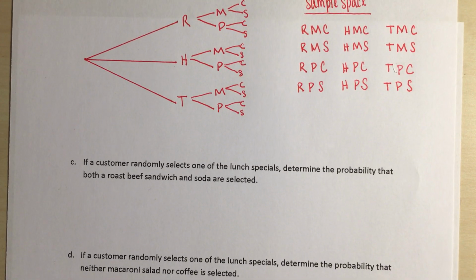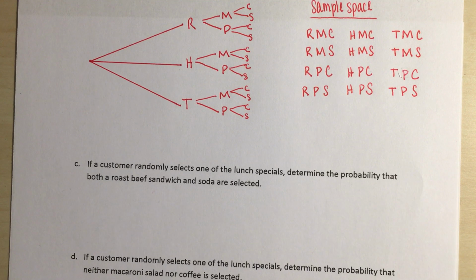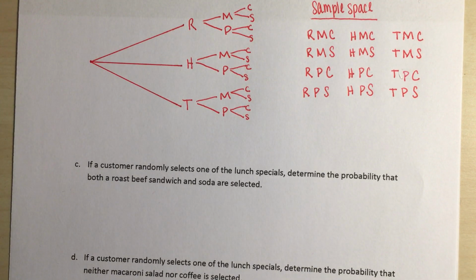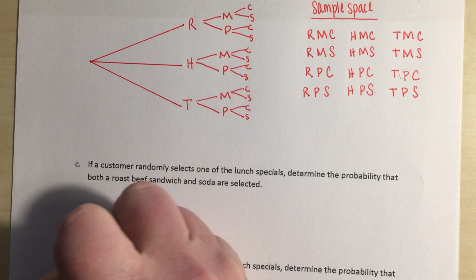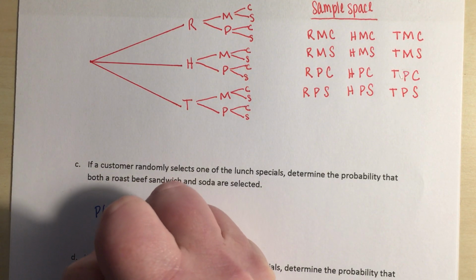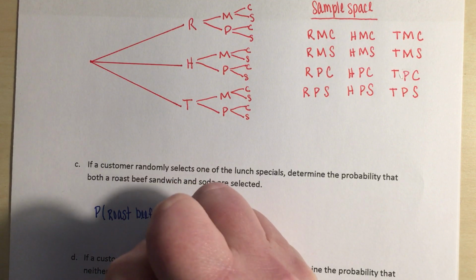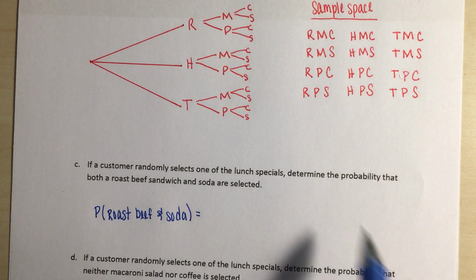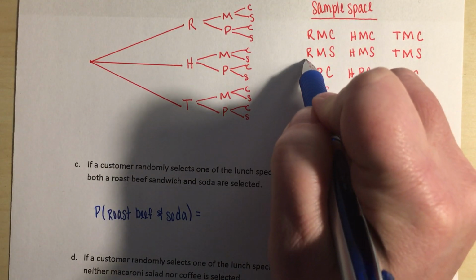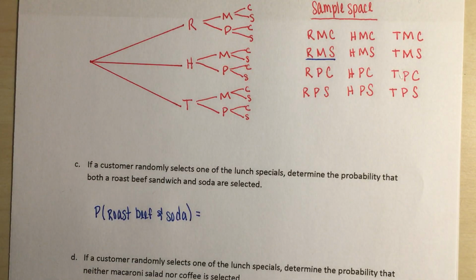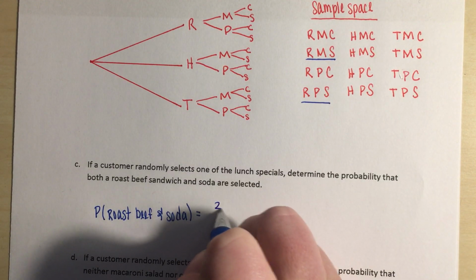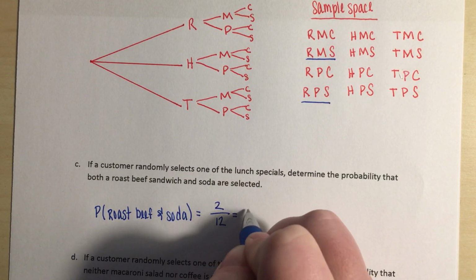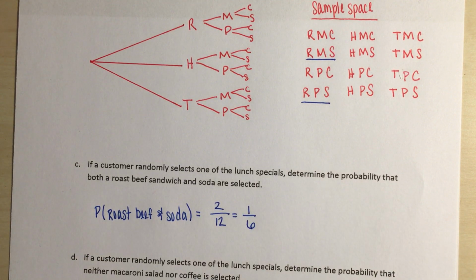So if a customer randomly selects one of the lunch specials, determine the probability that both a roast beef sandwich and soda are selected. All right, so roast beef and soda. If we look at our sample space, we have roast beef, macaroni salad and soda, roast beef, potato salad and soda. So that's going to be 2 out of 12, which is going to reduce to 1 out of 6.